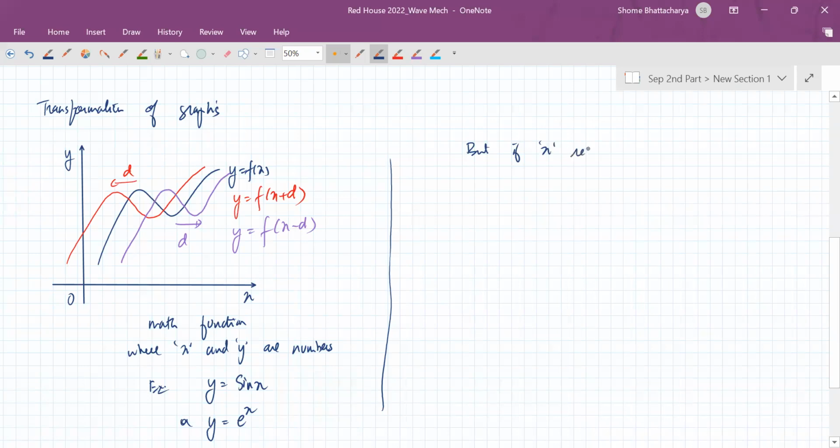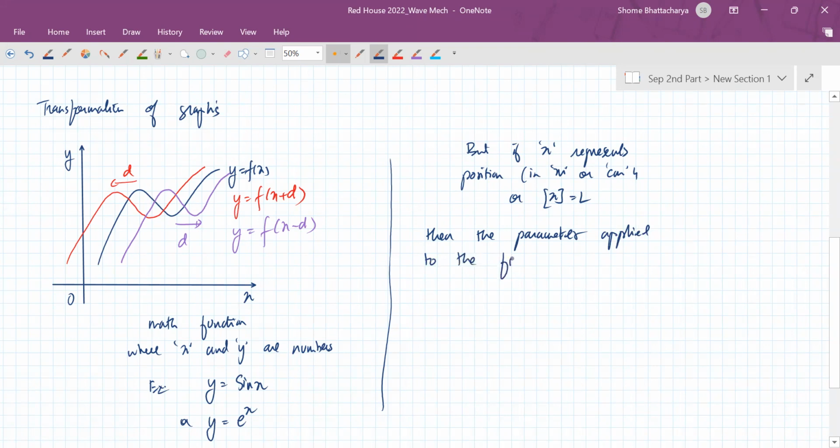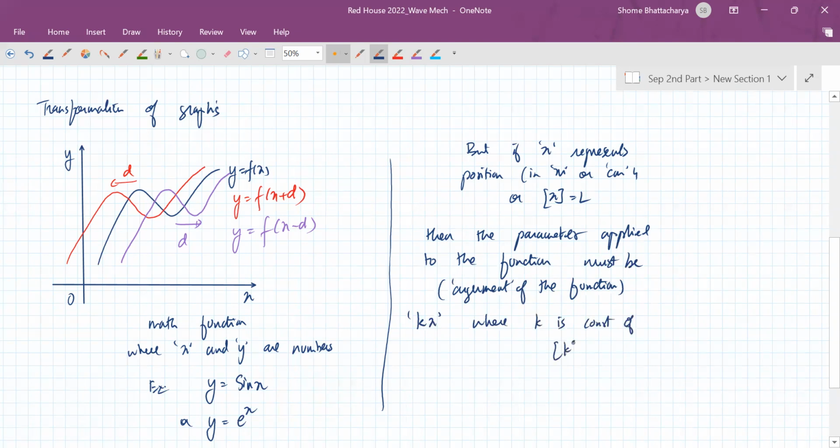But if x represents position, in meters or centimeters or whatever, so x has a physical dimension of length, then the parameter applied to the function, or what we call in maths language the argument of the function, must be kx, where k is a constant of dimension 1 by L.